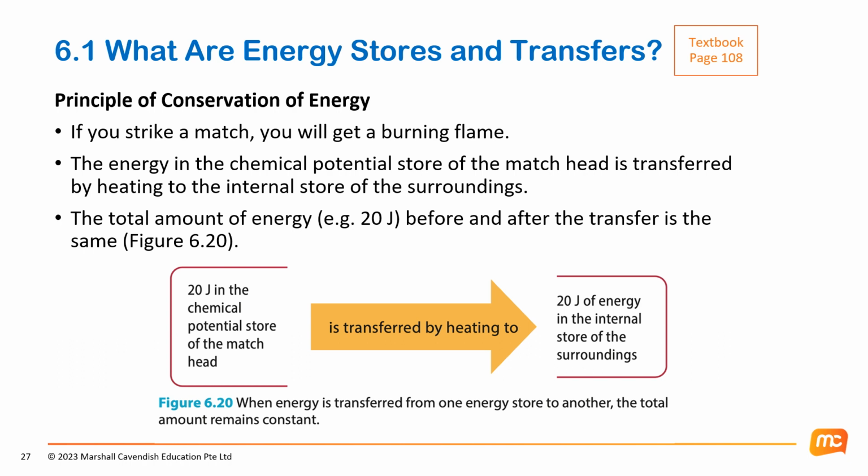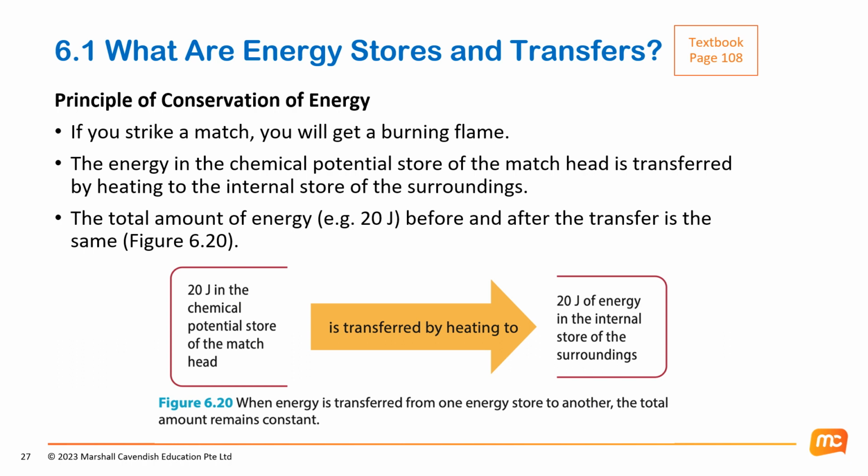So the conservation of energy is a simple statement that tells us that energy cannot be created or destroyed. It can only be transferred from one store to another store or one object to another object. So in this example over here, where you strike a match, what you're actually doing is transferring 20 joules in the chemical potential store of the match head, which has all the chemical bonds that are storing the energy, and you are transferring it via heating to the internal store of the surroundings, because the match head is going to get hot and is going to warm up, let's say for example, the air around it.